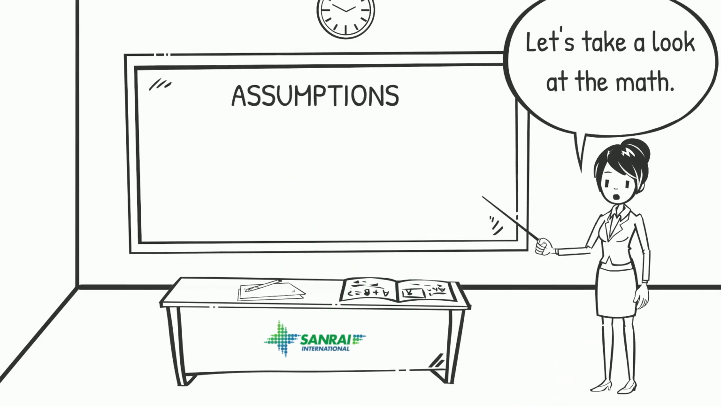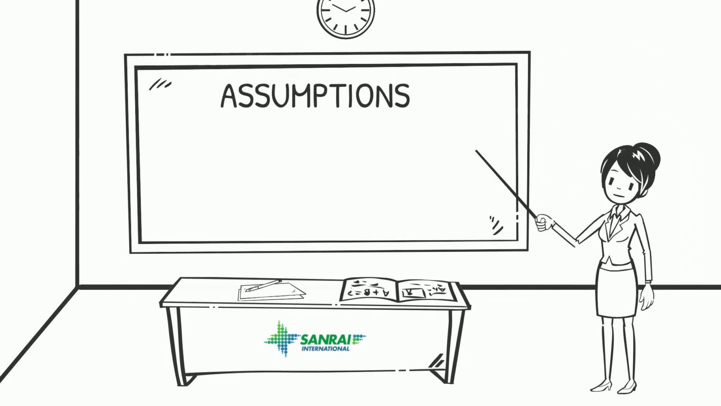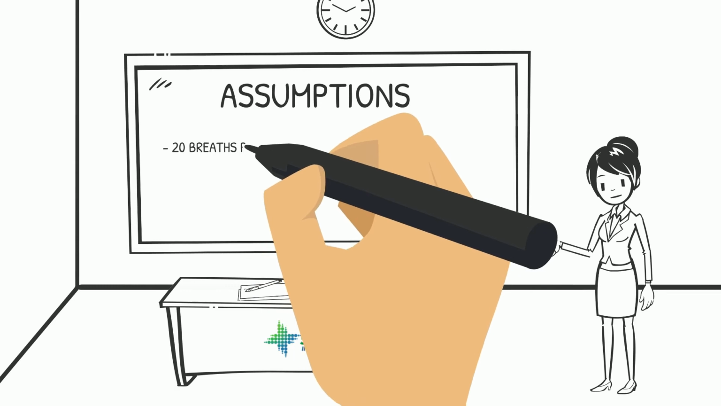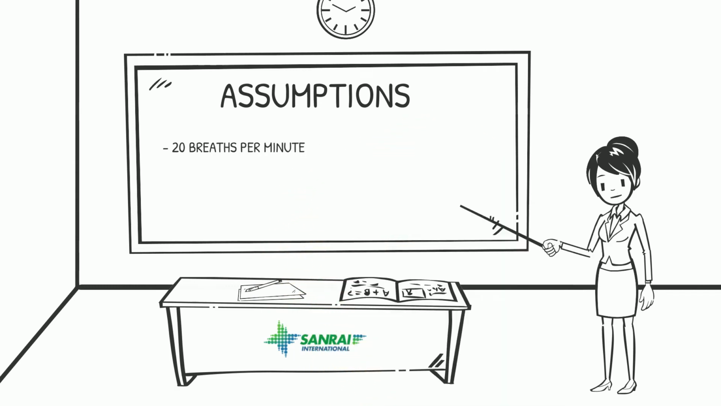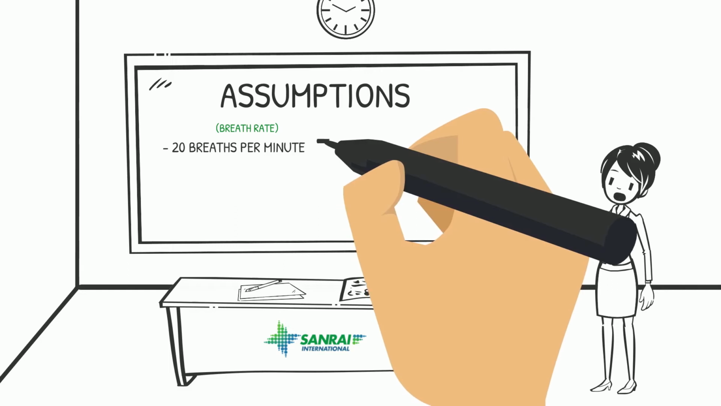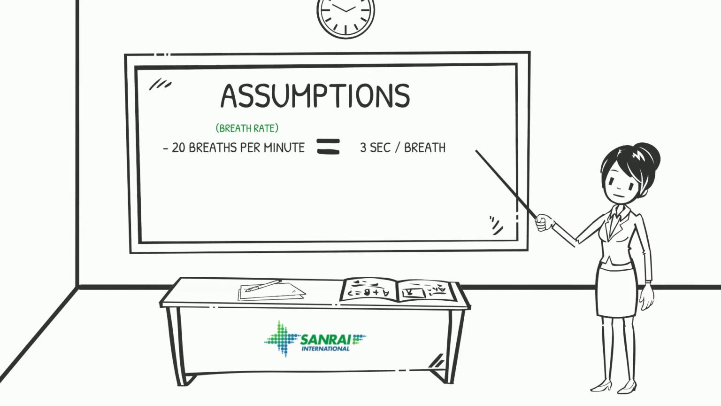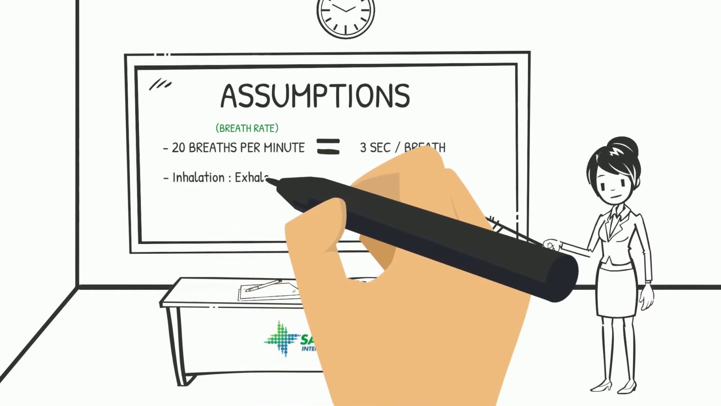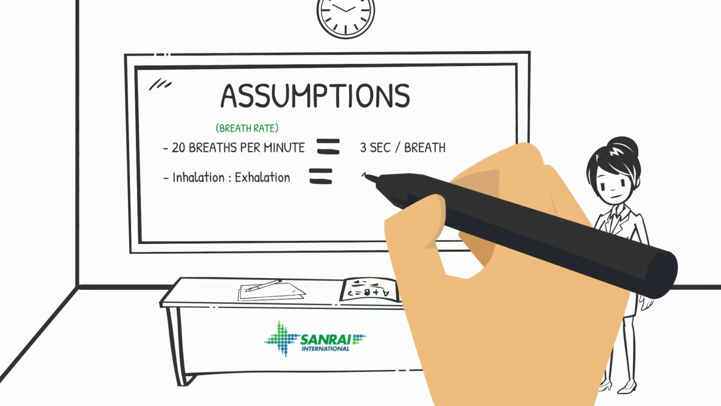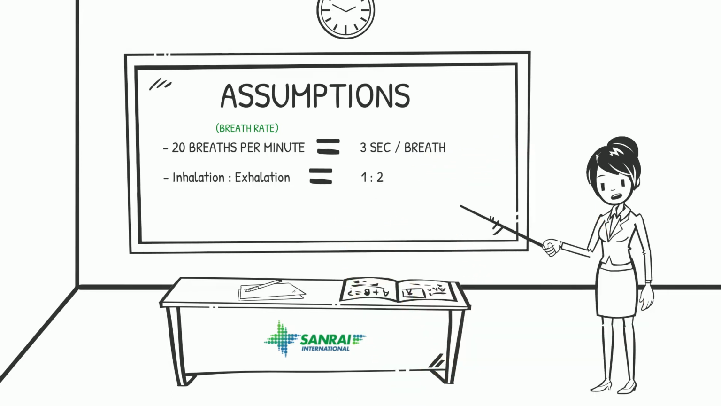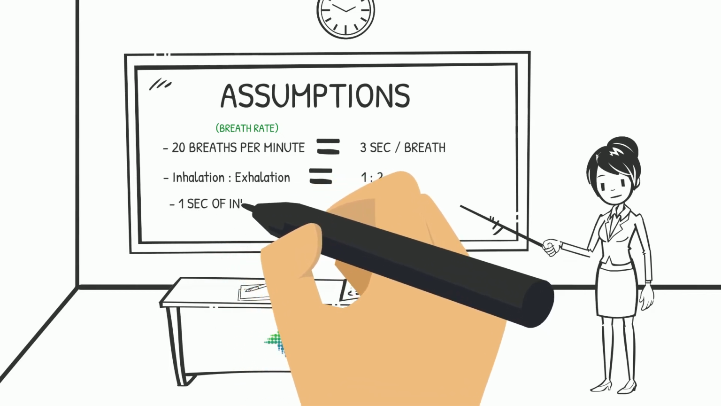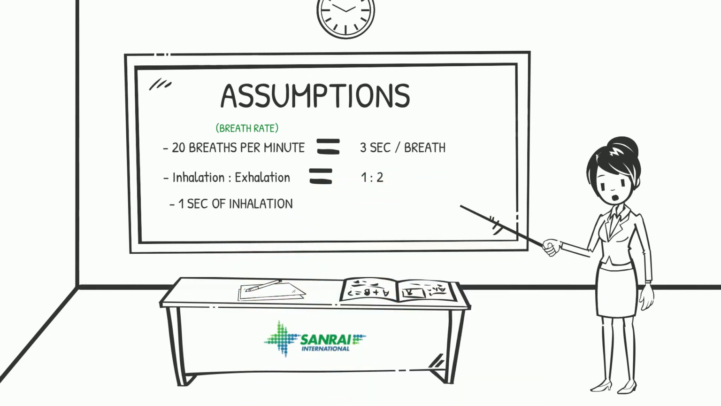So let's take a look at the math. We are going to start with some assumptions. Our first assumption is that we will have 20 breaths per minute. That is our breath rate. This equals 3 seconds for each breath. We are going to take an inhalation to exhalation ratio of 1 to 2. This means in this 3 seconds, 1 second is for inhalation and 2 seconds is for exhalation. So we have 1 second of inspiration.